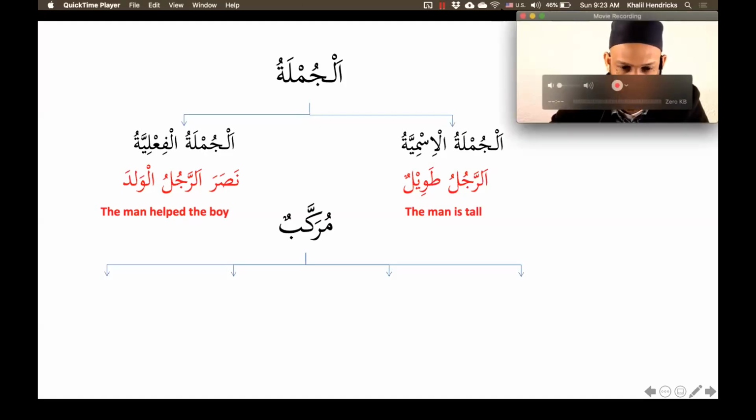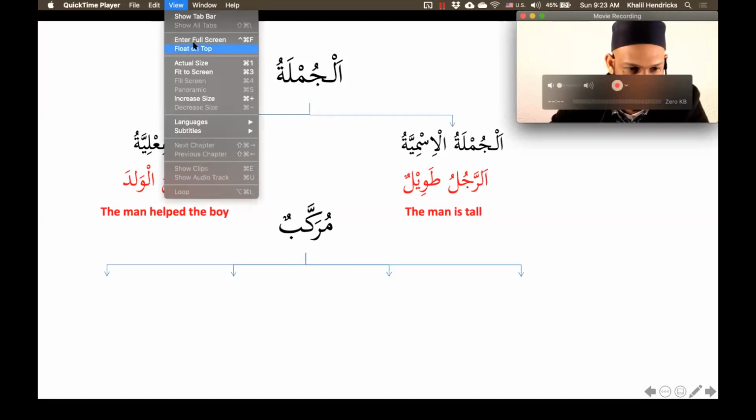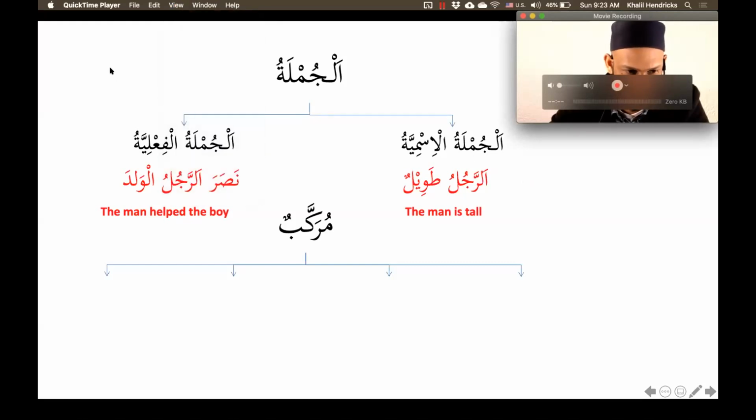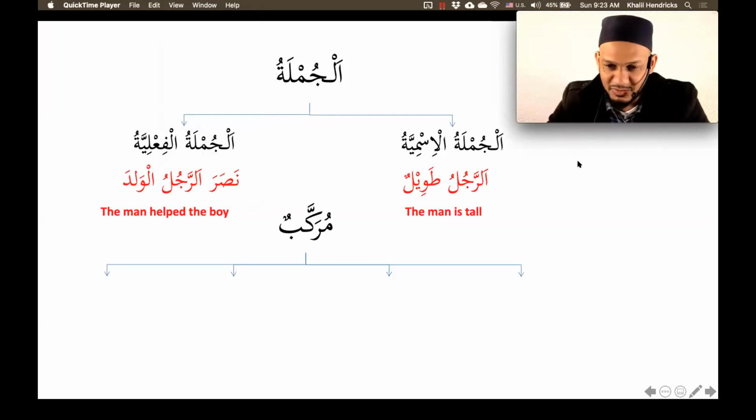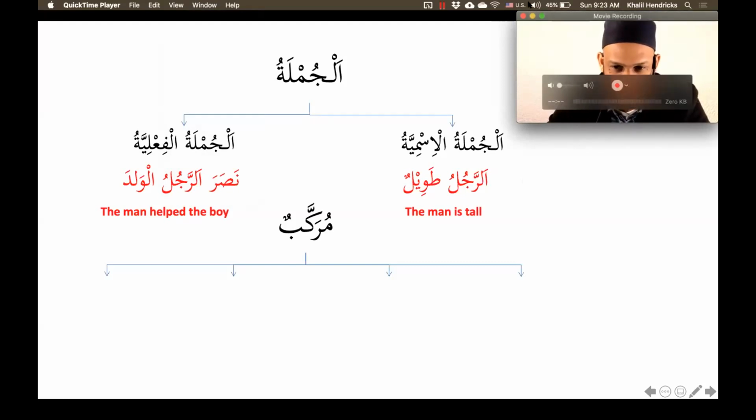Can I check if you're able to hear me? I think I lost you guys there for a moment. I think you should be able to hear me now. Yes, Maulana, we can hear you now. Okay, Bismillah. I'm not sure what happened there. I lost you guys for a moment, but we're back now, alhamdulillah, and hopefully you're able to hear me again.